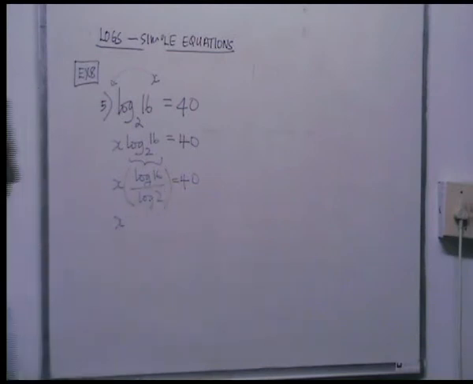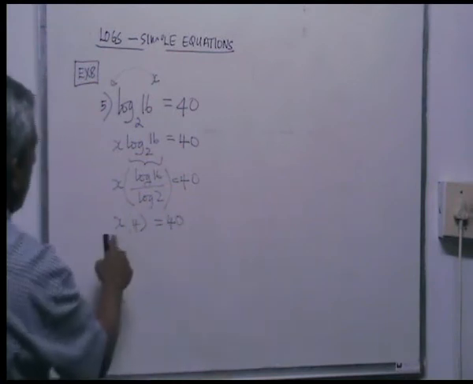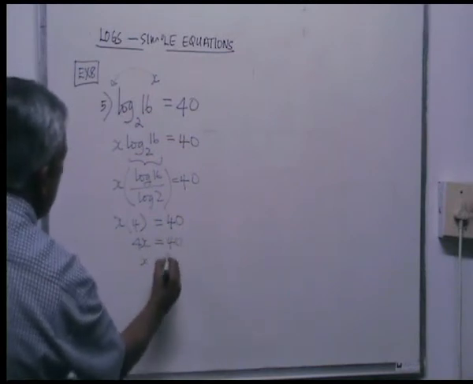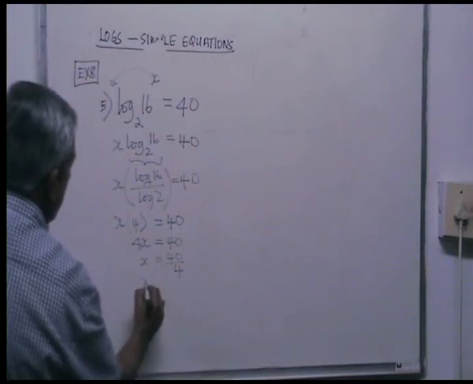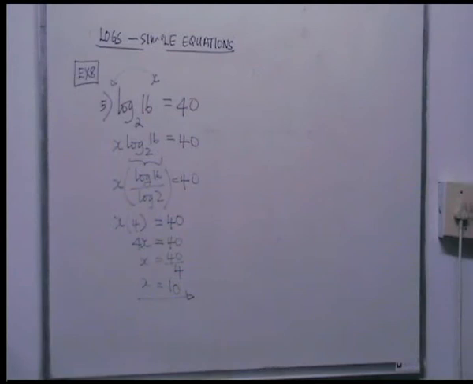Now, I put that into the calculator. You take your calculator and you plug it in. You say log 16 divided by log 2 is equal to, and your calculator gives you the answer, 4. So what are you saying? You're saying 4x is equal to 40. X is equal to 40 divided by 4. X is equal to 10. So you see, it's really easy. You just have to keep applying the different laws, a little bit of common sense and a little bit of previous knowledge.